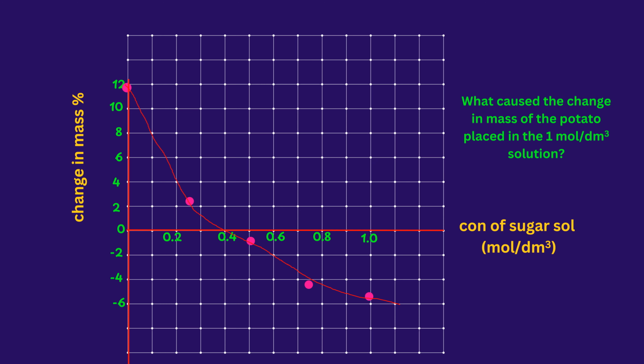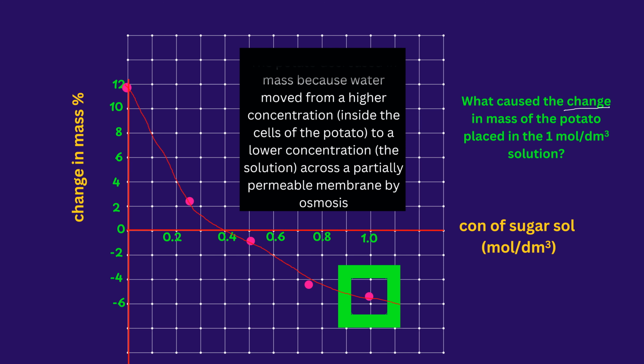So the question: what caused the change in mass of the potato placed in the 1 mole per dm cubed solution? They're talking about this potato right here, and this is a decrease in mass. So what caused this potato to decrease in mass? Here is the answer. The potato decreased in mass because water moved from a higher concentration, which is inside the cells of the potato, to a lower concentration, which is in the solution, across a partially permeable membrane by osmosis.